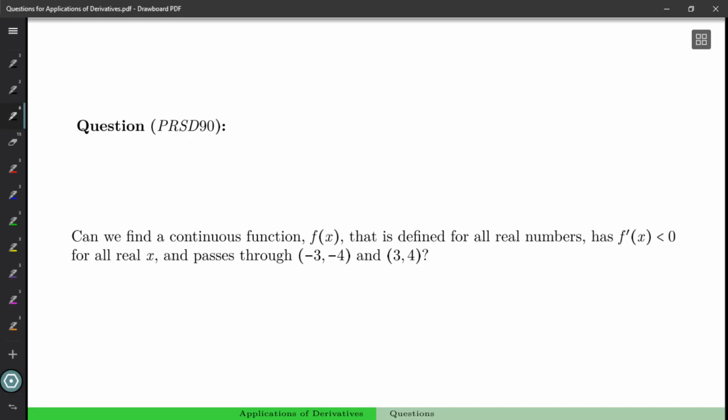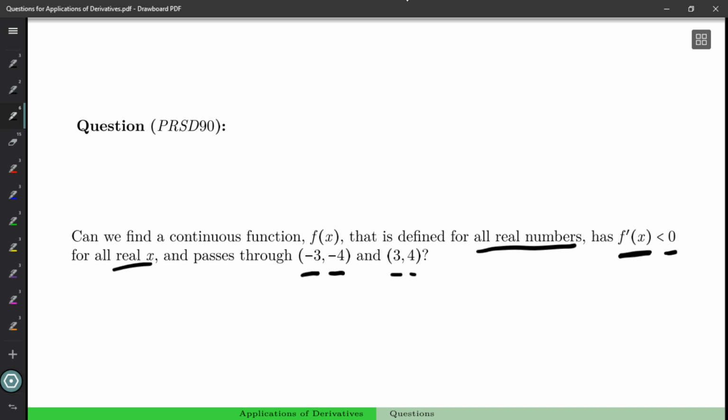Can we find a continuous function, f of x, that is defined for all real numbers, and apparently its derivative is also defined for all real numbers? We ask that its derivative is always negative, and it passes through (-3, -4) and (3, 4). Okay. So somebody's asking, can we find it? If we can find such a function, the correct answer would be yes, and then we'd give an example. If we can't, we'd have to show why.